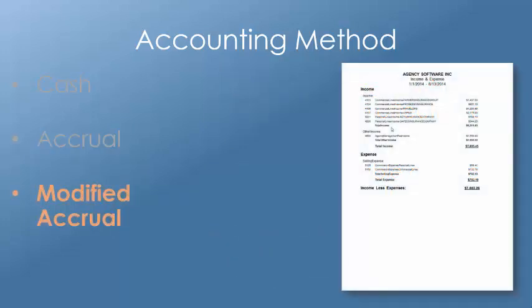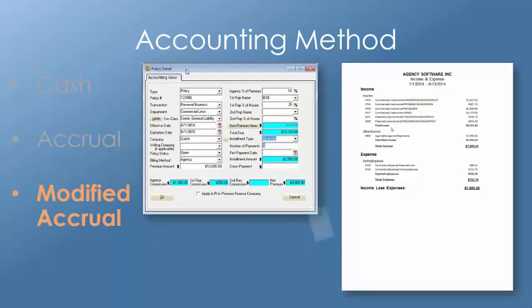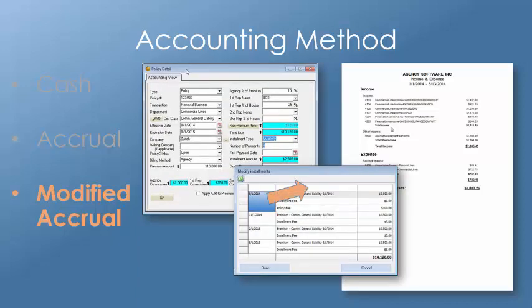Modified accrual would only be selected when the accrual agency does installment billing and wishes those installments to post to the accounting individually rather than all up front as of the effective date.